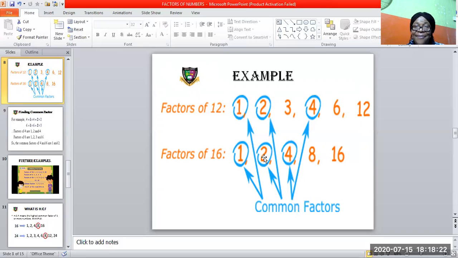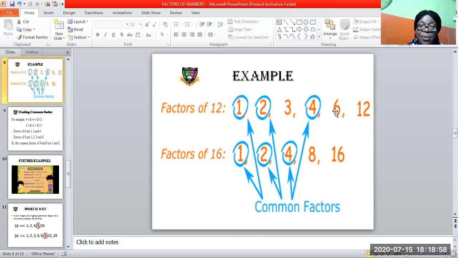Another common factor is number 4. Number 4 is a factor of 12 and you can also find it in 16. Therefore, we say that 4 is a factor of 12 and 16. 2 is a factor of 12 and 16. 1 is a factor of 12 and 16. Therefore, we do not need number 3. 3 is not common to 12 and 16.